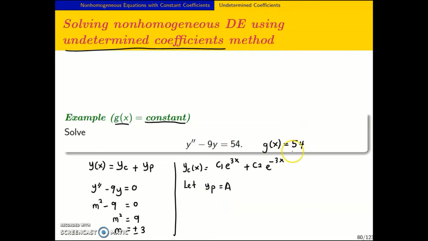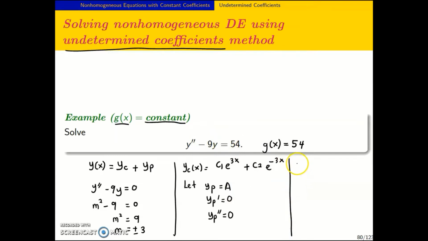Okay, if it's a constant, we let yp equals a. And now what you find here, you find yp prime, which is 0. And then the second derivative, yp double prime, which is also 0. And then plugging into this equation here, what you have.